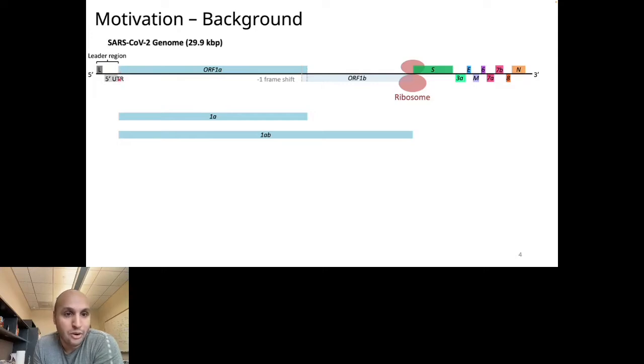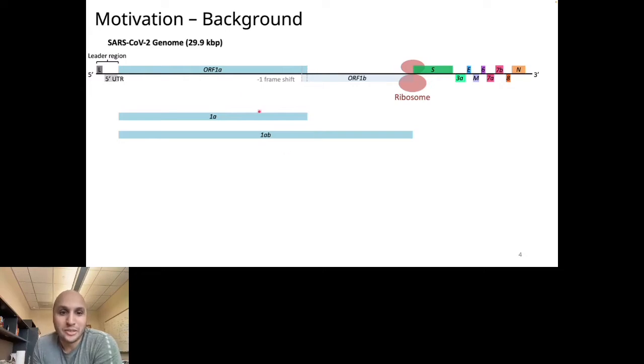It's at the beginning of ORF1a. And there's a stop codon at the end of 1a. But in front of that, there's a slippery sequence. It causes a -1 frameshift with a certain probability. So you get one of two products. You get either 1a, or when the frameshift happens, you get 1ab.